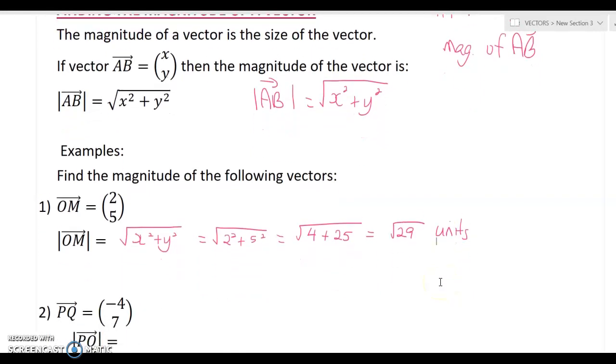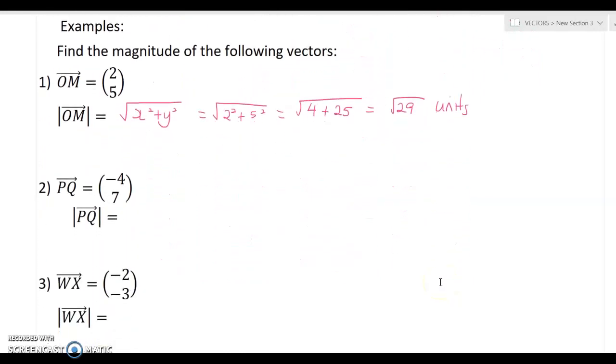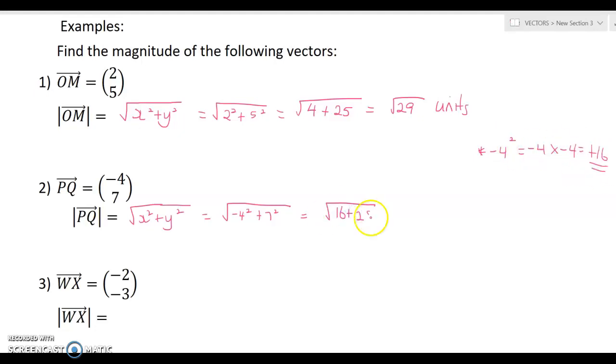That's fine. Now, the rest of the questions we're going to do, you could pause the video and try on your own because it's the same thing over and over, right? We want to find the magnitude for number 2, vector PQ. So again, the square root of x squared plus y squared. Here we have some negative values, so that's negative 4 squared plus 7 squared. You need to remember that negative 4 squared is positive, so therefore this is really 16 plus 28.